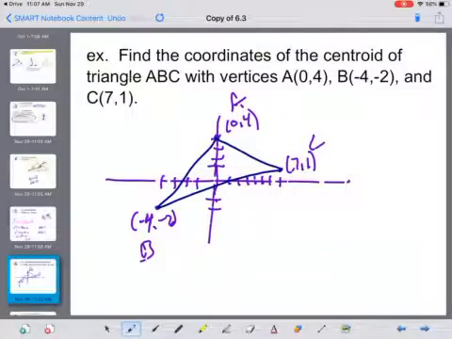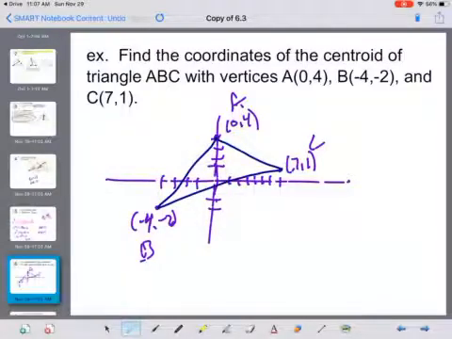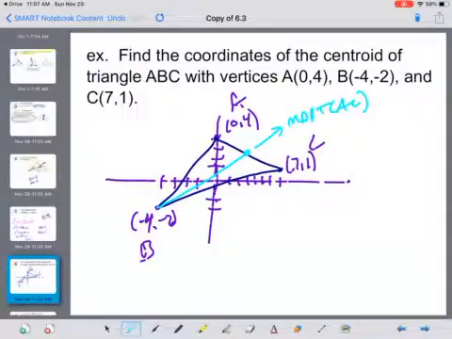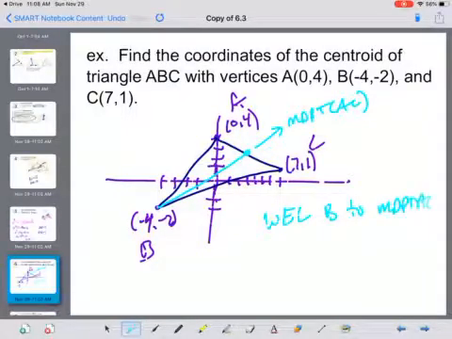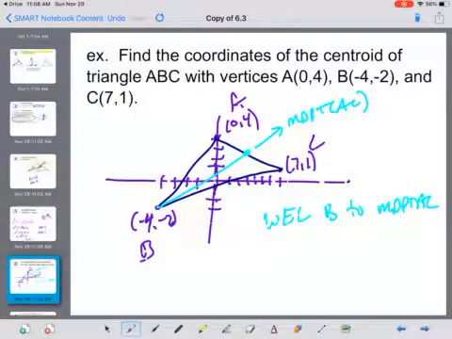So in order to do this, I would need to do a couple different things. Draw the median. So then I need the midpoint of AC. And then I would need to write the equation of the line from B to the midpoint of AC. And then I would need to do that again for a different one. And let's say C to this midpoint. And then I need to find out where that median is. Now, I'm sorry, where that centroid is.